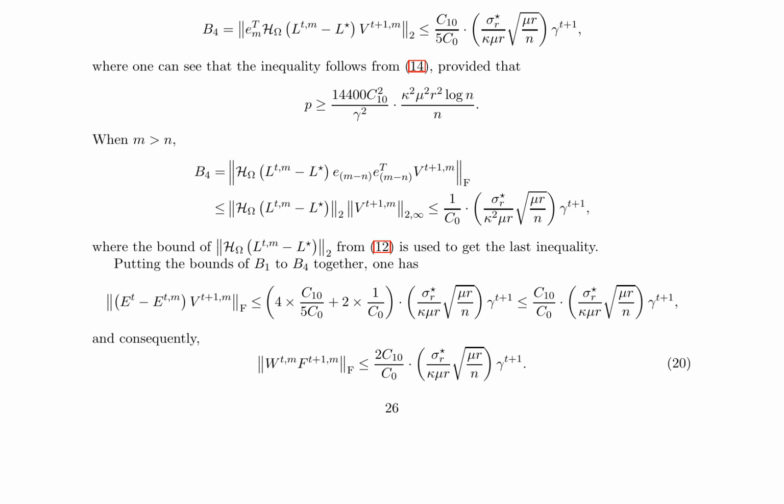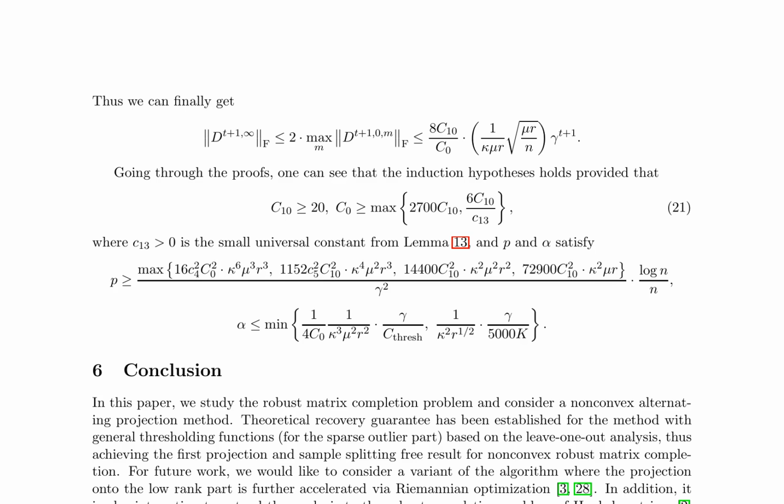It also discusses the potential applications and limitations of these algorithms, providing valuable insights for researchers and practitioners in the field of quantum computing. Theoretical recovery guarantees for the non-convex alternating projection method in robust matrix completion have been established through leave-one-out analysis, eliminating the need for projection and sample splitting.